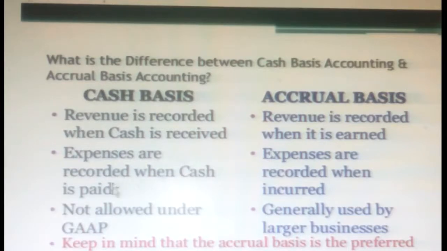So expenses are recorded when cash is paid according to cash basis. But here in accrual basis, expenses are recorded when incurred. Okay, so cash basis is not allowed under GAAP, generally accepted accounting principles. Here GAAP does not allow it, but it is generally used by smaller businesses, correct. So keep in mind that accrual basis is the preferred way to do accounting, and it is required by GAAP, correct. So accrual basis is very important when compared to cash basis, correct.